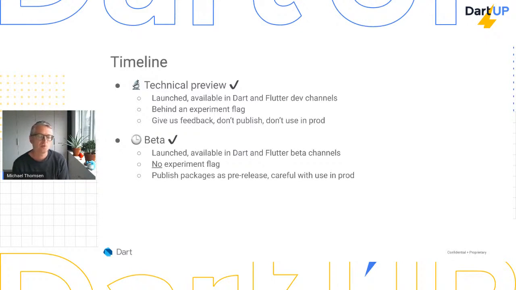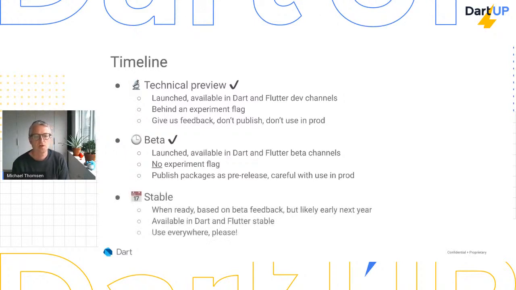Now that we're in beta, there is no longer a required experiment flag, which means you can go ahead and use the feature. And I will show you in a second how to do that. And it also means you can now publish any packages that you've migrated to null safety. And we'll talk a little bit about some of the guidance here. We're strongly recommending that you use pre-release versions and that you think hard before you use this in production.